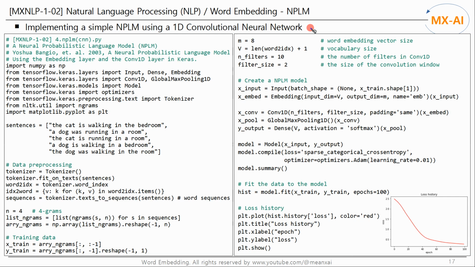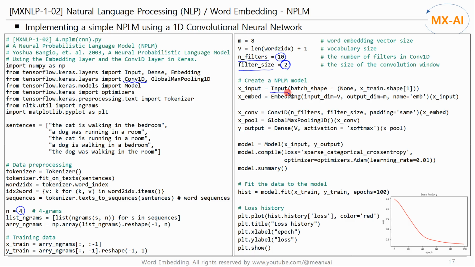Finally, let's implement the NPLM using the Keras 1D convolutional layer. We'll use the same data as in the previous code. The number of filters in a 1D convolutional neural network is set to 10. And the size of the filter or kernel is set to 2. Since we use a 4-gram sequence, we set the kernel size to a smaller value of 2.